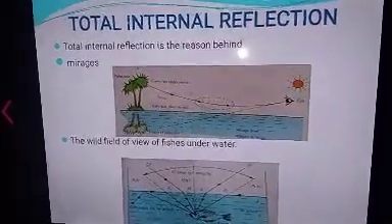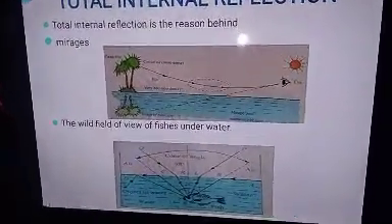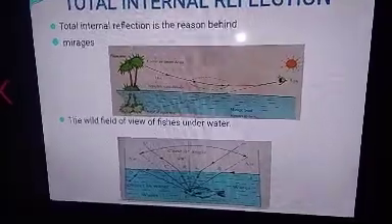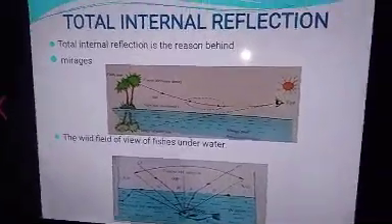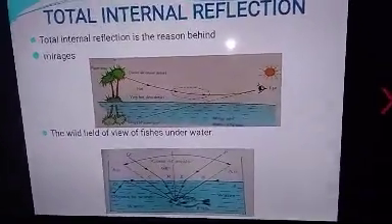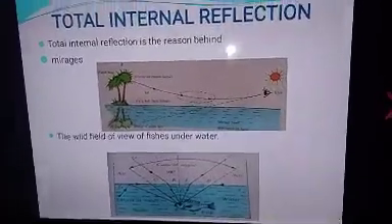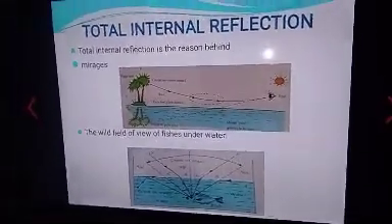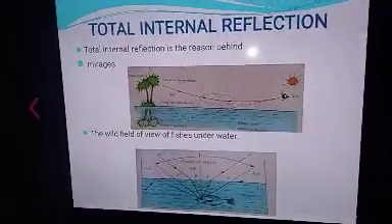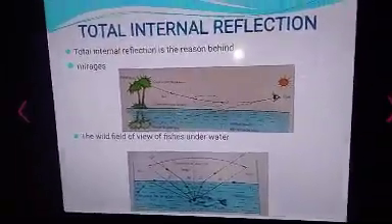Now, talking about the wide view of fishes underwater. Fishes underwater have the ability to cover a large field of view. It's as a result of total internal reflection. So, in nature, total internal reflection occurs in mirages and in the wide view of fishes.